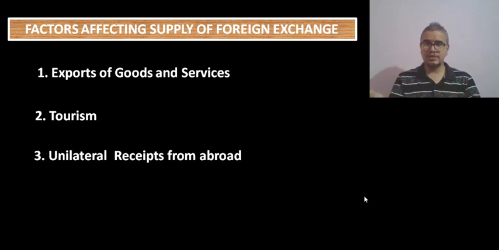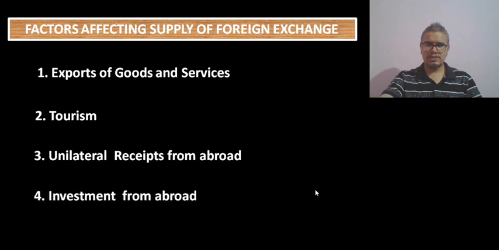So again, whenever US dollar comes to India, the supply of foreign currency, that is US dollar, will rise in India. Whenever there is a rise in unilateral receipts from abroad, supply of foreign exchange is going to increase. And whenever unilateral receipts reduce, or there are none at all, the supply of foreign exchange, that is supply of US dollar, is going to decrease in India. Okay, last option is investment from abroad.